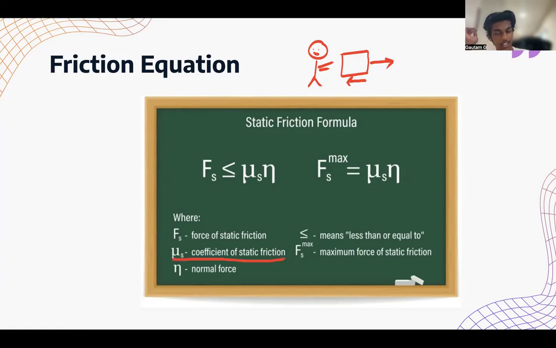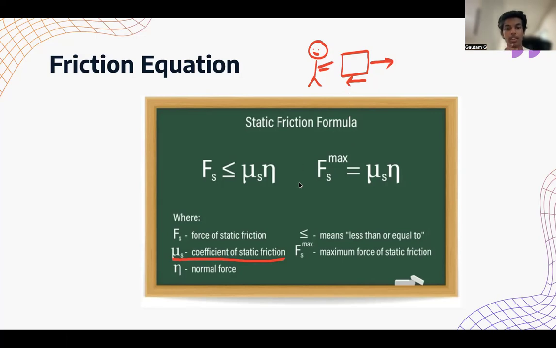When you think of the coefficient of static friction, you're basically thinking about what type of surface you're on, like ice. Ice has a lower coefficient of static friction because you can slide a lot easier on ice versus, let's say, carpet. On carpet it's harder to move something than on ice, because the coefficient of static friction on ice is a lot less than it is on carpet. Does that make sense to you guys? No, it doesn't. Okay.